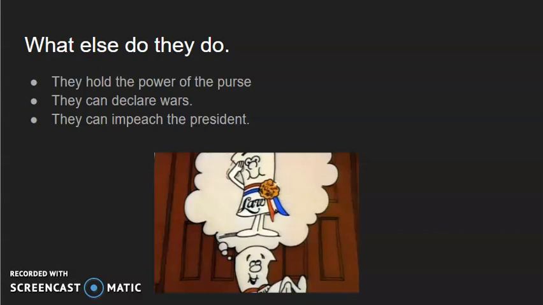The Senate are the ones who listen to the evidence, look at the evidence, and then vote on whether they want him removed from office or not. This has only happened 3 other times in our country, and none of the people who have gone through impeachment proceedings have actually been removed from office.